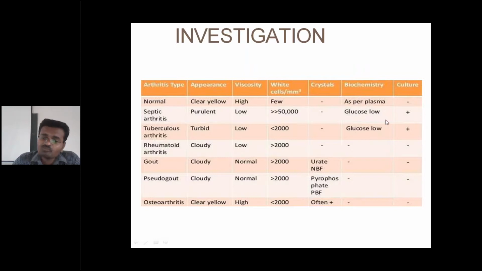Therefore, in bacterial infections glucose will be low. TB is also a bacterium, but in TB there will be cobweb formation. I told about color previously, and in gout there will be urate crystals. There is something known as pseudogout, where it is not due to deposition of uric acid crystals, but deposition of calcium pyrophosphate. There will be calcium pyrophosphate crystals in pseudogout.